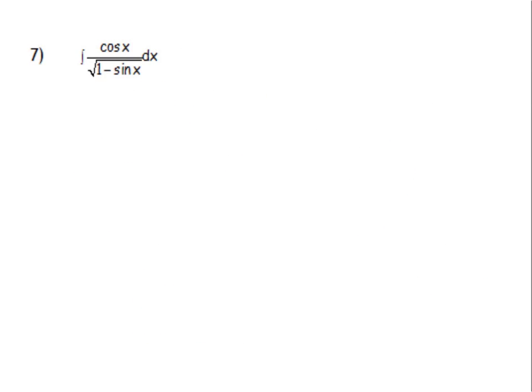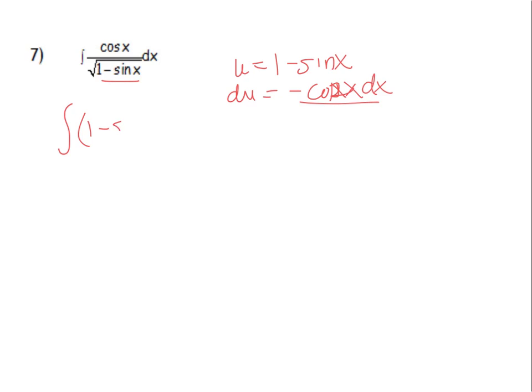And here's our final example, number 7. You can see here this is a little more complicated, but not too bad. We're going to let the part under the radical be u. So this is 1 minus sine x. du is going to be negative cosine x dx, and then I'm going to rewrite. So I'm going to put the radical 1 minus sine x to the negative 1/2 power, and then cosine x dx.